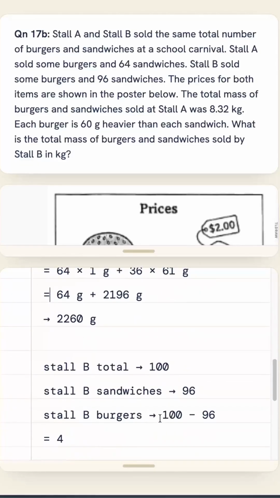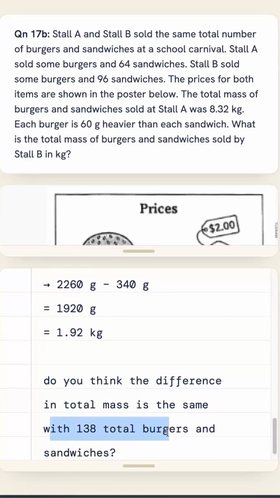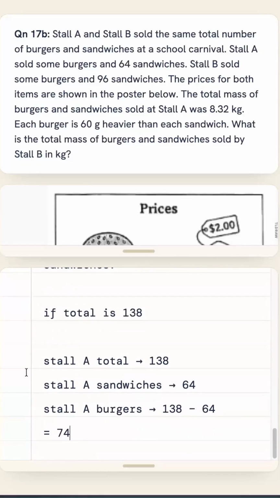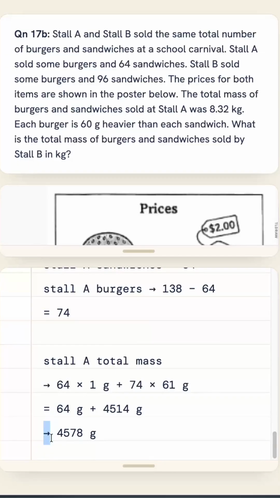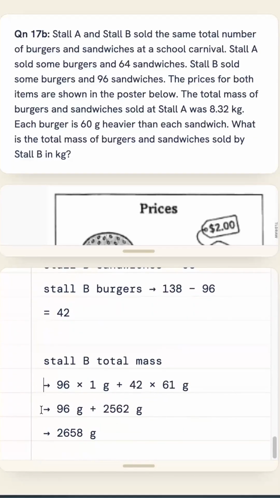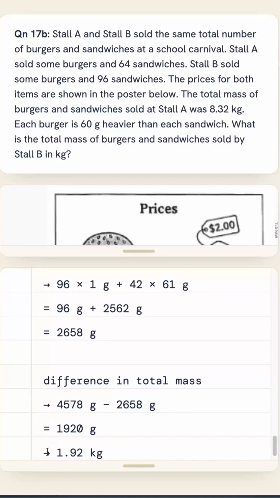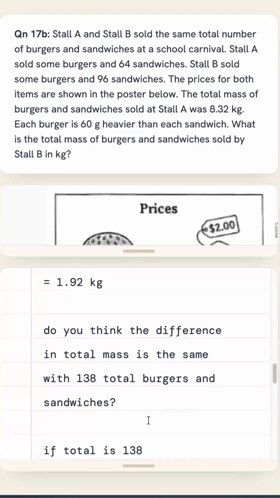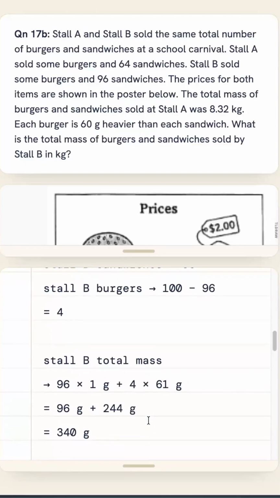So the thing is, do you think the difference in total mass is the same with 138 total burgers and sandwiches? We can just calculate again. Same thing, if total is 138, then for stall A the burgers are 138 minus 64. Then we can get the total mass again, which is equal to 4578. Then stall B, same thing. We will calculate the burgers and sandwiches and the mass as well, and this will give us 2658. Then the difference in total mass will be 4578 minus 2658, and this will give us 1920 grams or 1.92 kilograms. The same as if it were 100 total.